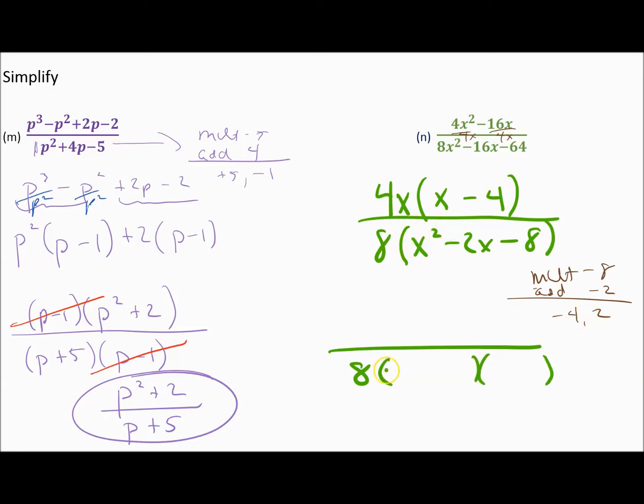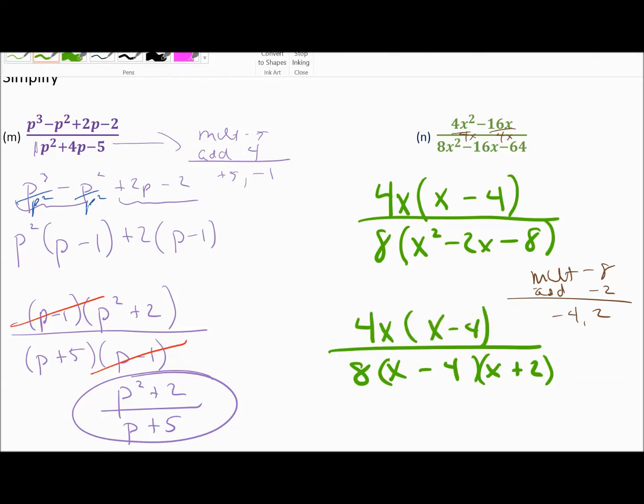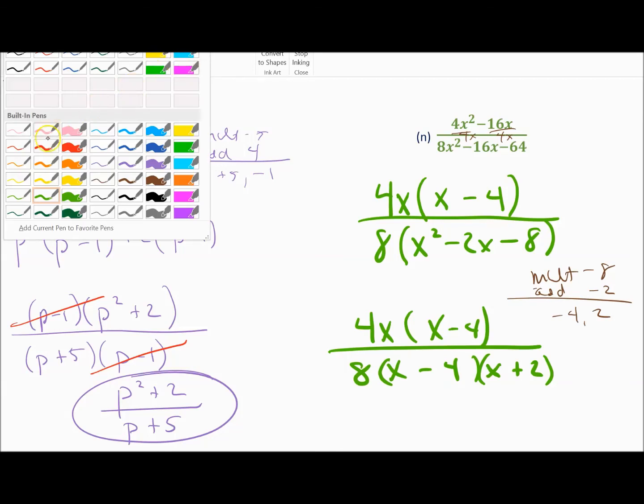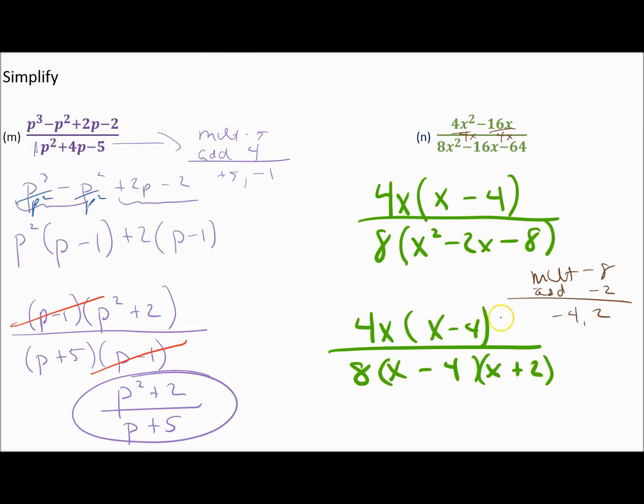The square root of x squared is x. That goes in the first position. And my two numbers, minus 4 and plus 2, go in the second position. Remember, in the numerator, I still have 4x times x minus 4. Now it's time to cancel common factors. So I have an x minus 4 and another x minus 4 that will cancel. Hey, also, this 4 and this 8 cancel to leave a 2.